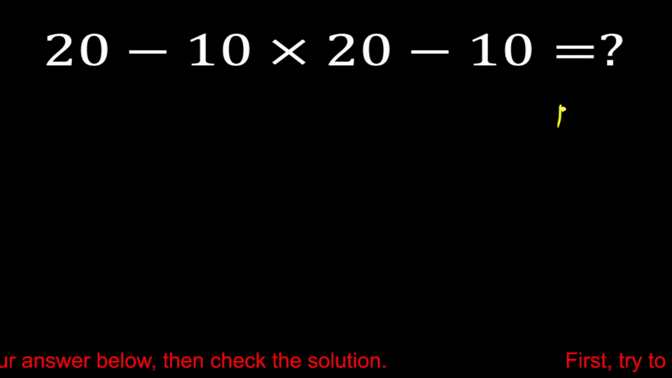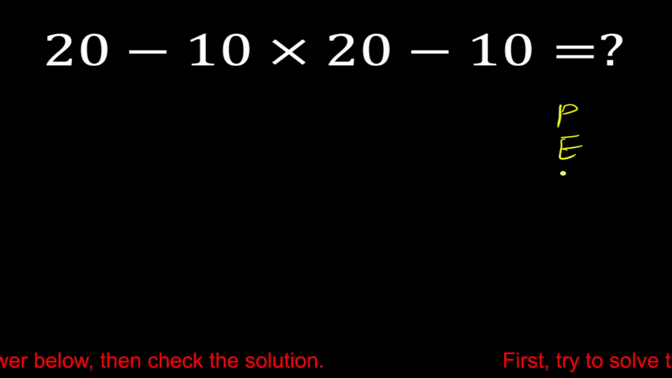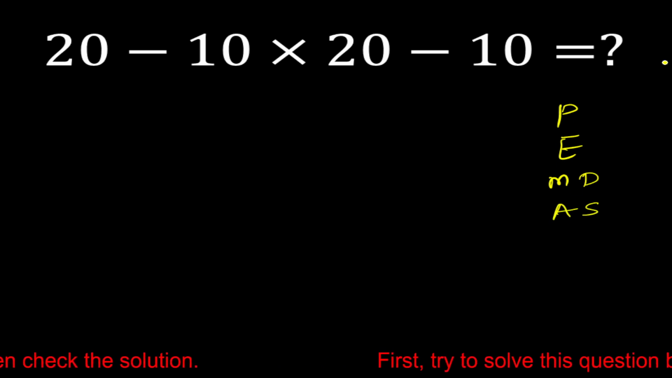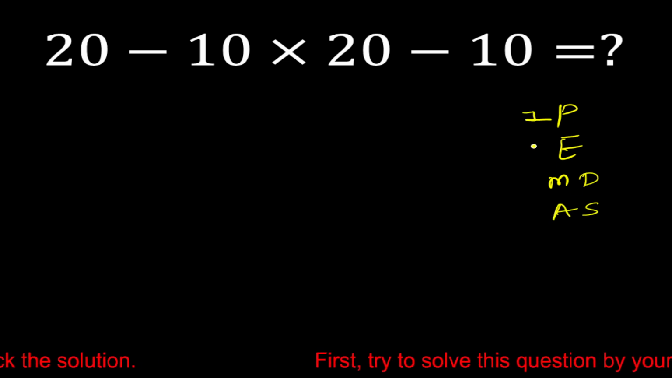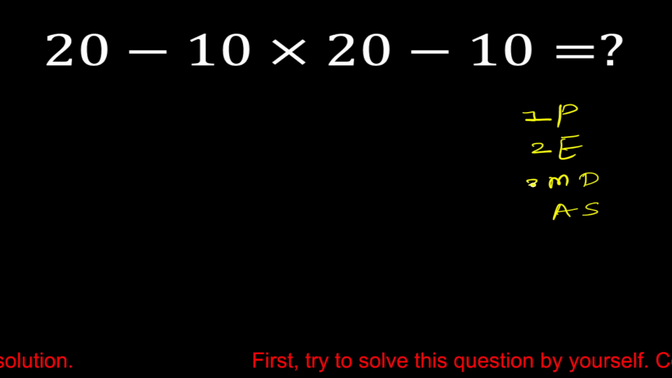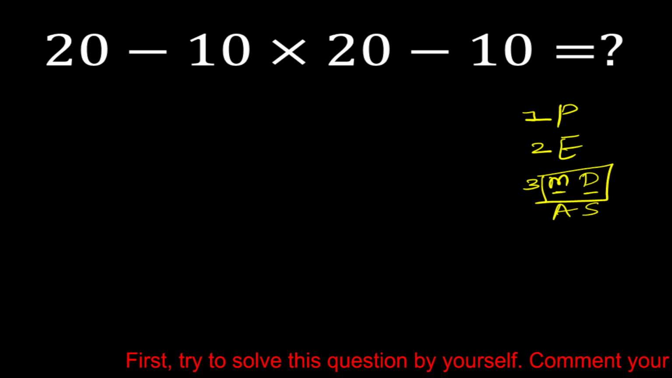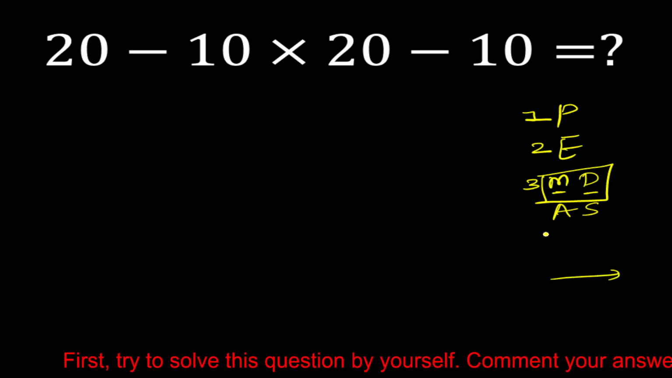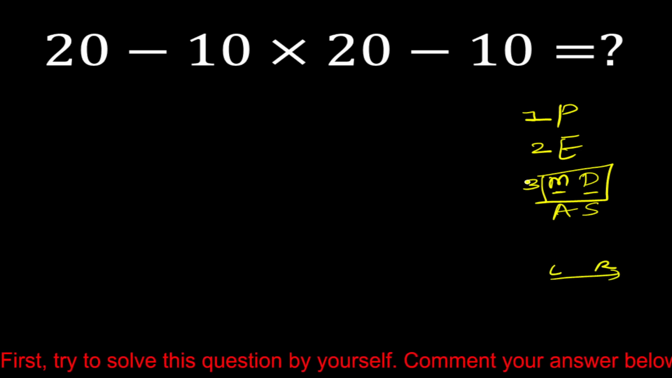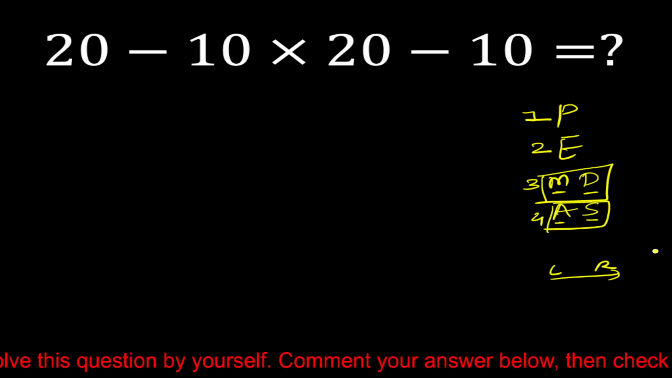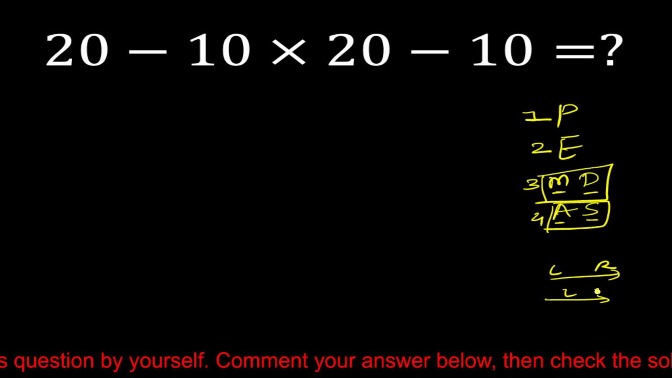PEMDAS: P, E, M, D, A, S. According to PEMDAS, first priority is parenthesis, second priority is exponents, third priority is multiplication and division. Here multiplication and division both have equal priority, so we have to solve it from left to right. Fourth and last priority is addition and subtraction. Also both have equal priority, so we have to solve it from left to right.